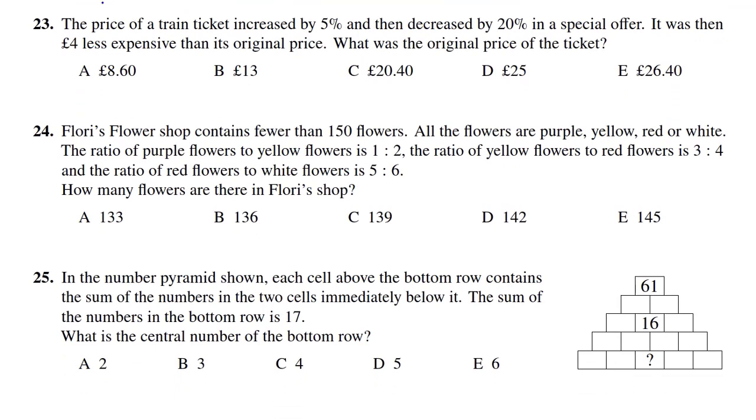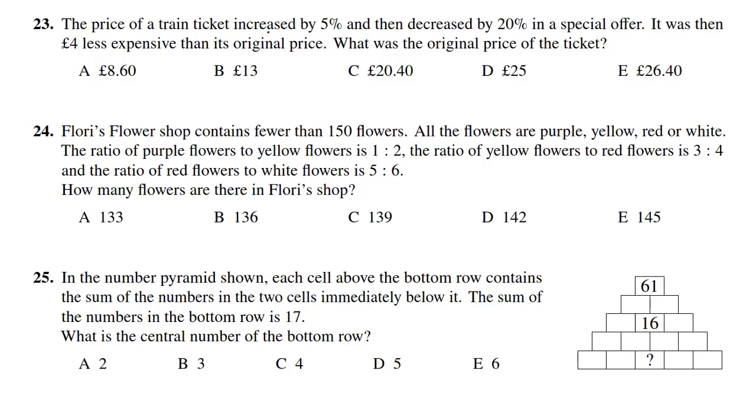Let's solve 23. The price of a train ticket increased by 5% and then decreased by 20% in a special offer. It was then £4 less expensive than its original price. What was the original price of the ticket?